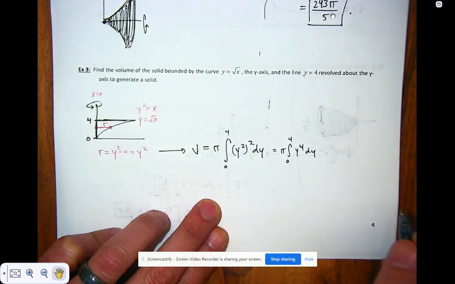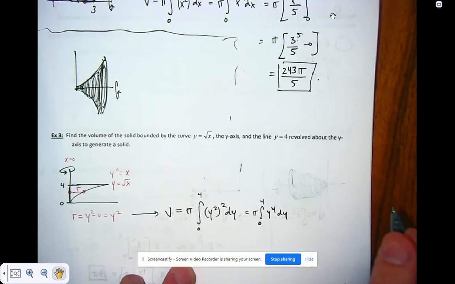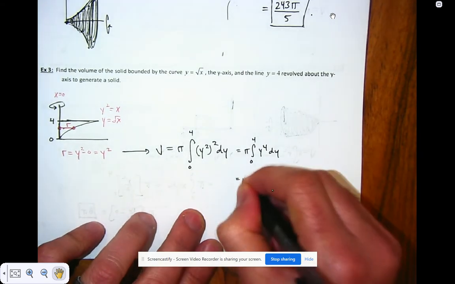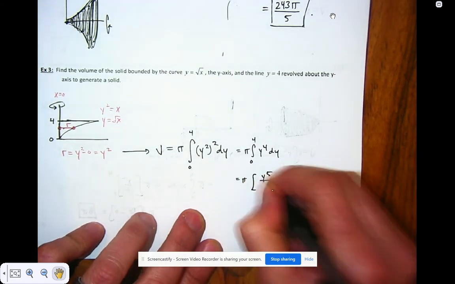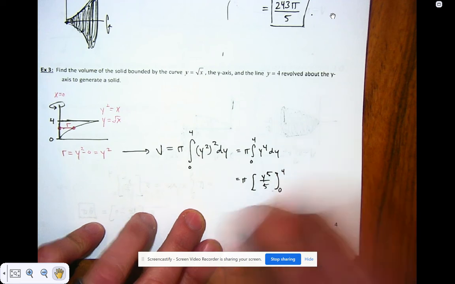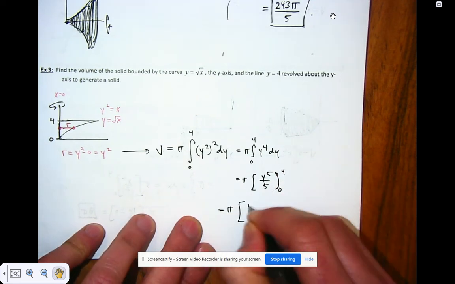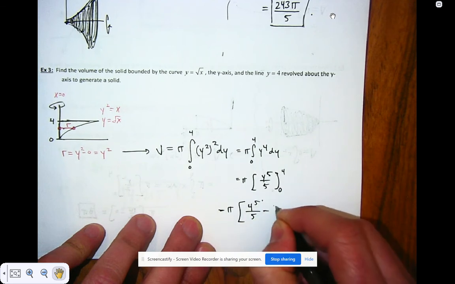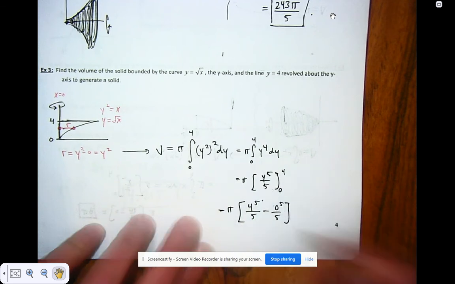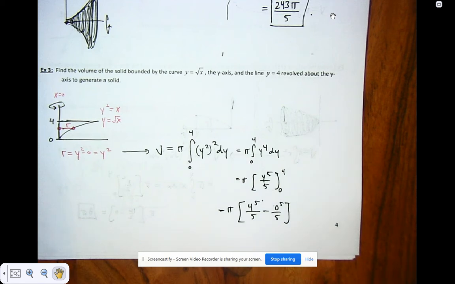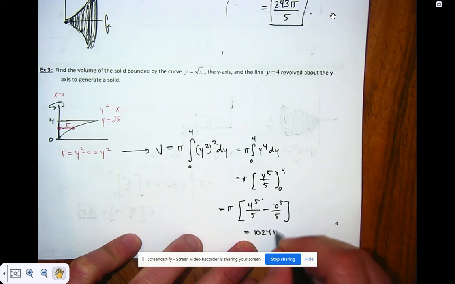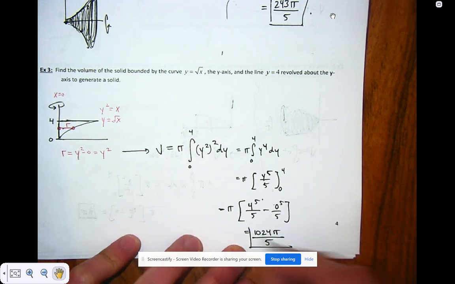Okay, very similar to what we just did above, right? Except we're going to 4, not to 3. But the math is real similar. So you have pi, you integrate, you get y to the fifth over 5 from 0 to 4. You plug in 4 to the fifth over 5 minus 0 to the fifth over 5, which is just 0. And I'm going to cheat here. 4 to the fifth is 1024. So 1024 pi over 5.